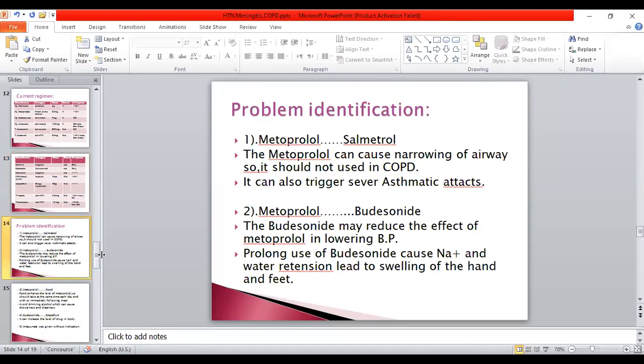Why you put the metoprolol and salmeterol can cause narrowing of airway? Salmeterol also will cause narrowing? No, it's widening the airway. Beta 2 agonist, no, sir. It dilates. Why you put both metoprolol and salmeterol and saying metoprolol will cause narrowing? Why you put salmeterol here?